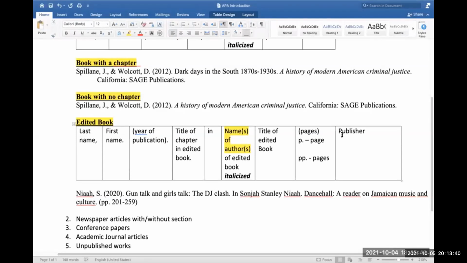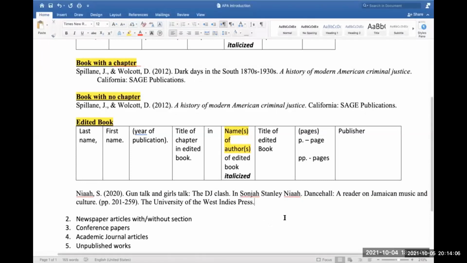So who will be the publisher now? University of the West Indies Press. Yes, the University of the West Indies Press. Right. Full stop. Are we finished or should we do something else?